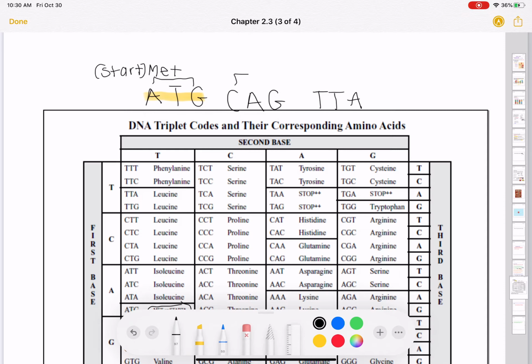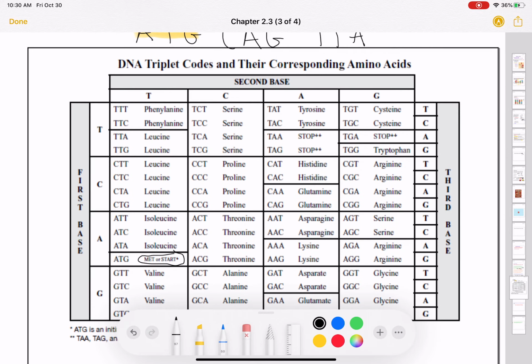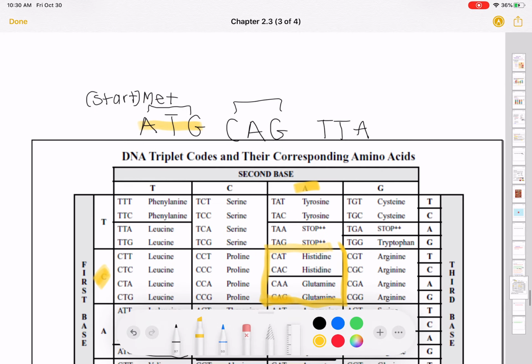So CAG, we're going to look that one up. First base is C, second base is A. So we're looking in this block. And then we look for G, CAG, that's glutamine. Okay? So for me, what I would do is I would write GLU. That stands for glutamine.